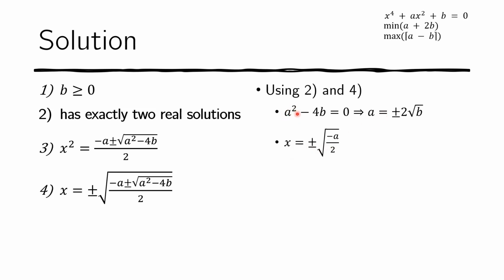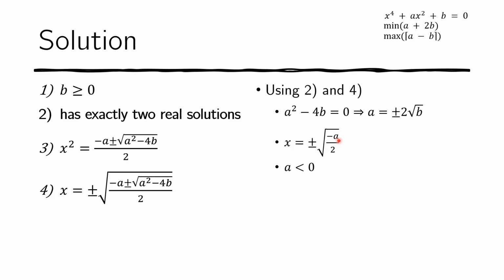Now we know that a squared minus 4b must be 0, then we can just substitute 0 here and we obtain x equals the positive or negative of the square root of negative a over 2. And furthermore, just from this, we also know that a must be a negative number. Why? Because if a were 0, that means that x equals 0. But we are told that x should have two solutions, and therefore a cannot be 0, right? Because if a were just 0, then we only have one solution.